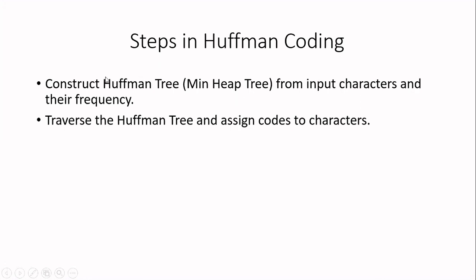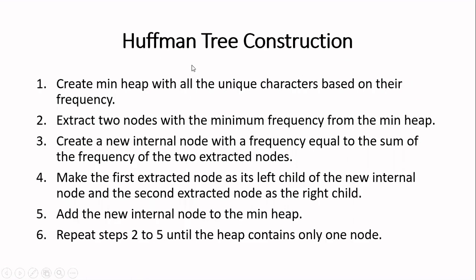Then the first step is you have to construct the Huffman tree from the input character and their frequency. Once you finish the tree construction, you have to traverse the Huffman tree. Then you have to assign code to the characters. Our aim is we want to find the prefix code for every unique character. So for that, we have to traverse the tree. Then you have to assign the codes to the character. Now let us see all these steps one by one. So my first step is I have to construct the Huffman tree. So how to do that?